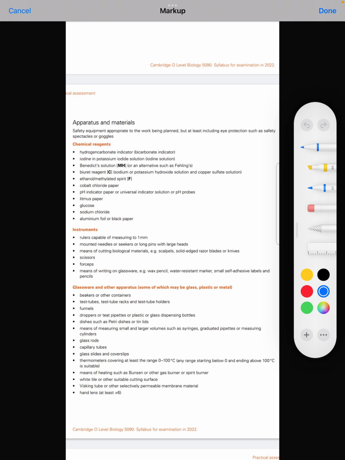Okay, now you need to be able to recognize these chemical reagents. So let's start. For hydrogen carbonate indicator, bicarbonate indicator, you'll be using these a lot. Iodine in potassium iodide solution, we all know where we use this.